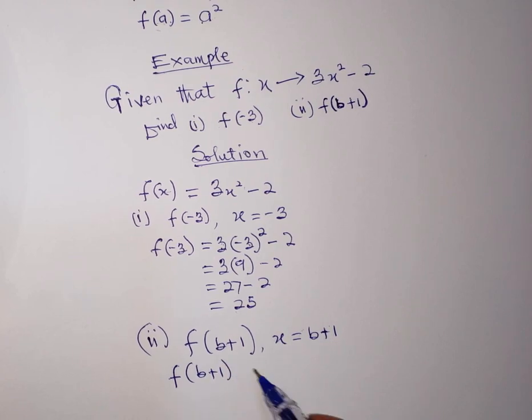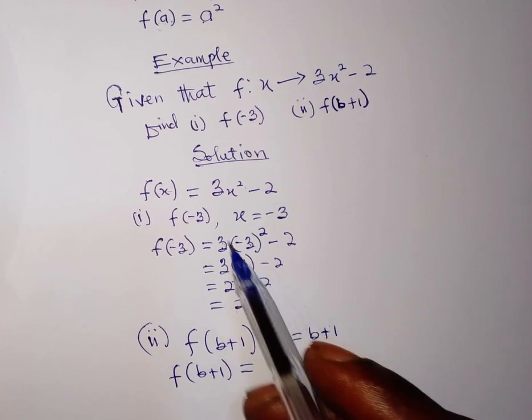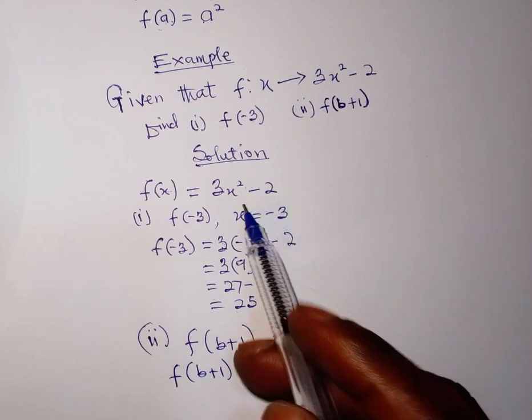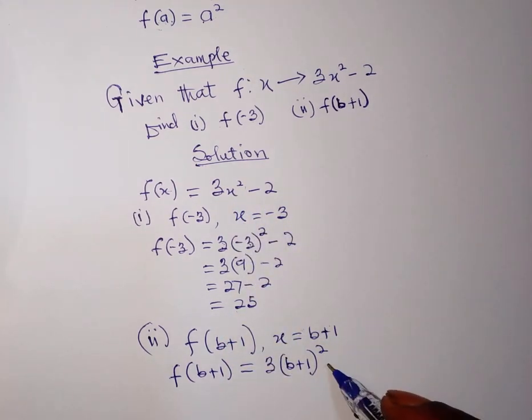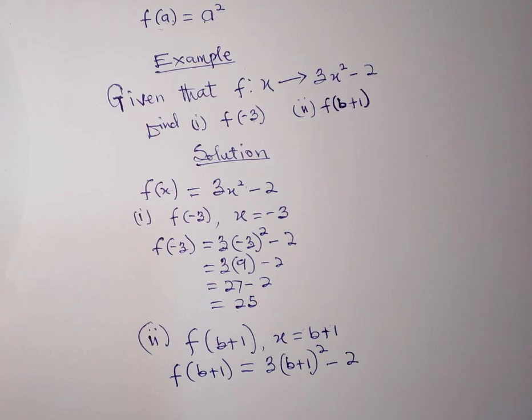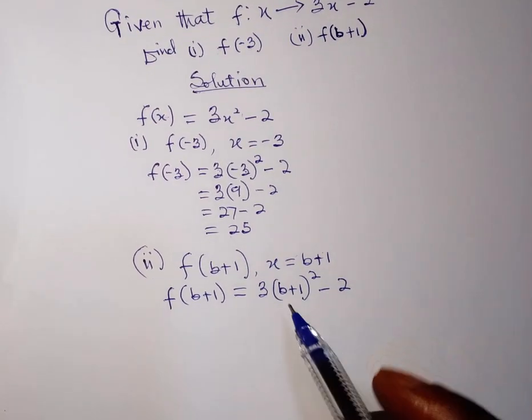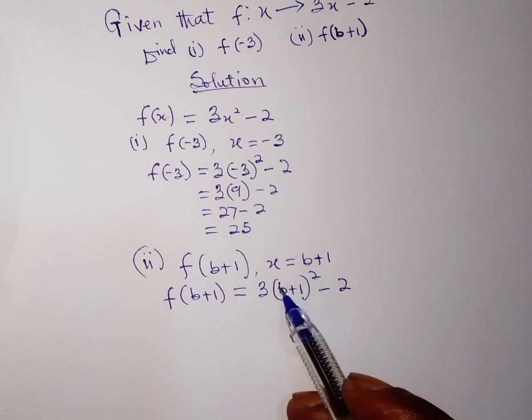Plus 1, which is equal to, I have my 3, I open brackets and put this here and square it again. That is what this demands. Okay, minus 2. All right, so let's move on. Okay, as I said, always deal with this first.